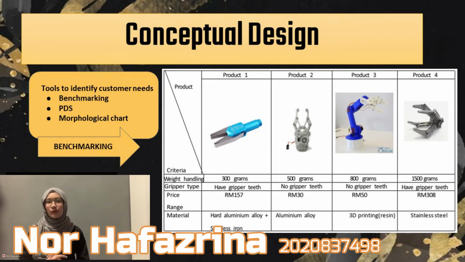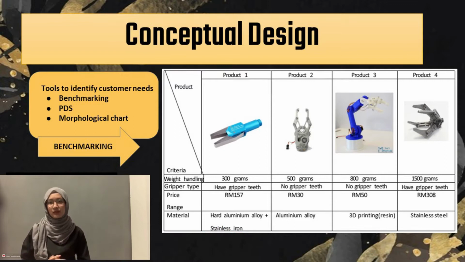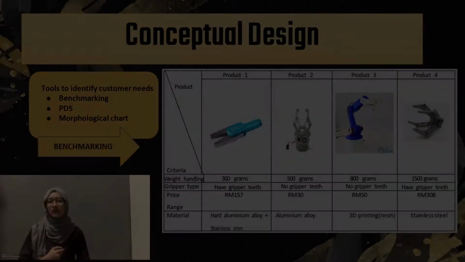The tool to achieve what the customer needs is benchmarking. We choose grippers that are available in the market, such as on Alibaba, Lazada, and Shopee. We compare and make a little modification to achieve our objective. We have 4 products here. We are very focused on choosing what's suitable for our project. The criteria we have to consider are weight handling, gripper type, price, and material.